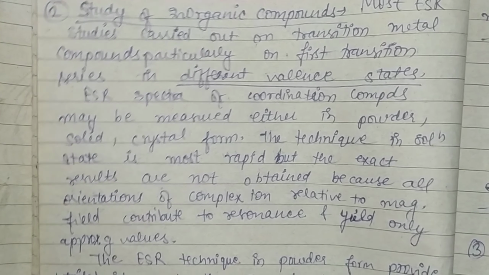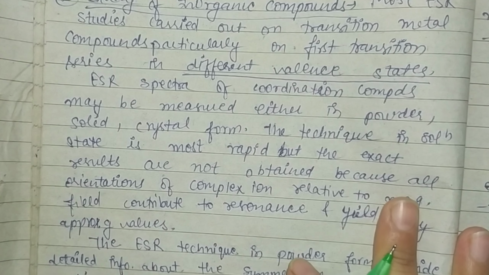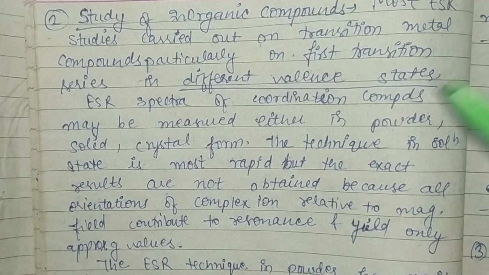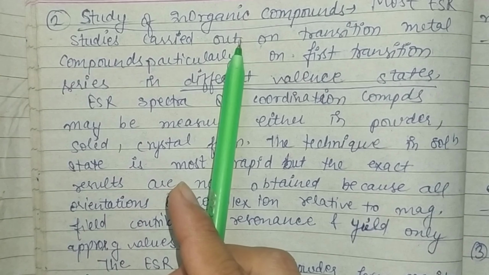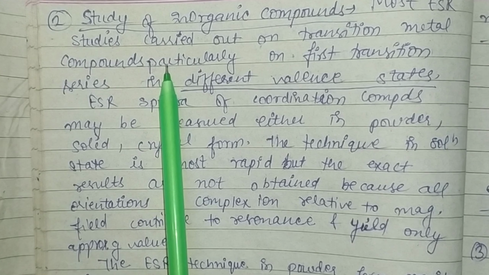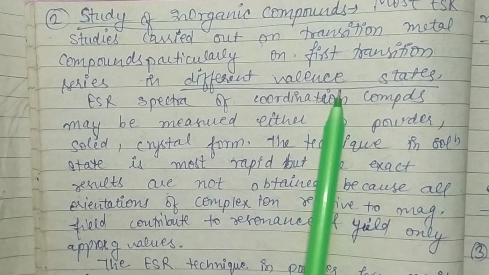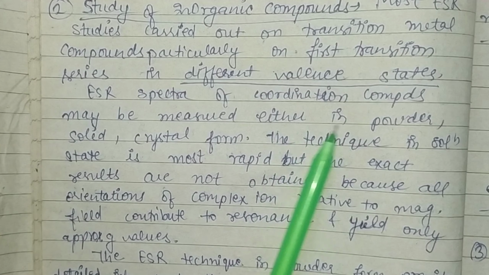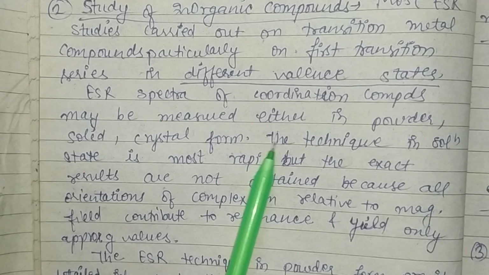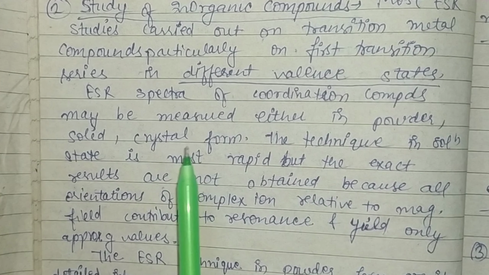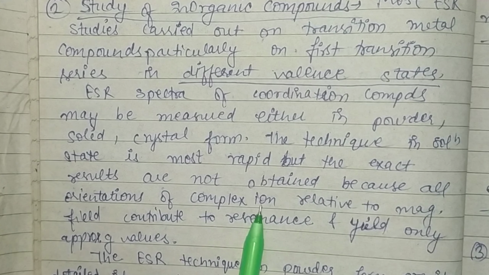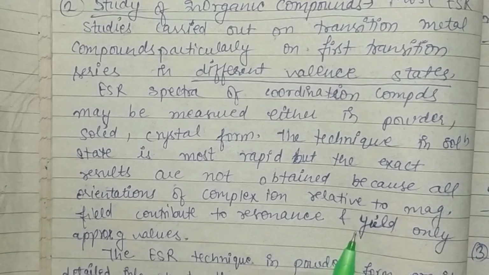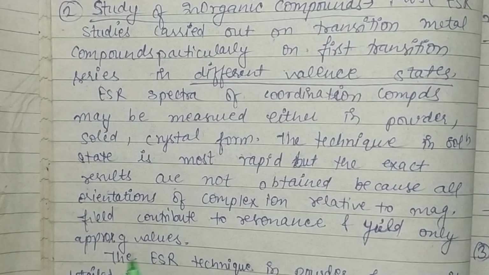The second main and most important application, which has been asked quite often in previous year questions, is the study of inorganic compounds using ESR spectroscopy. Most ESR studies are carried out on transition metal compounds, particularly on the first transition series, in different valence states. ESR spectrum of coordination compounds may be measured either in powder, solid, or crystal form. In solution, accurate results are not obtained because all orientations of complex ions relative to the magnetic field contribute to resonance and yield only approximate g values.